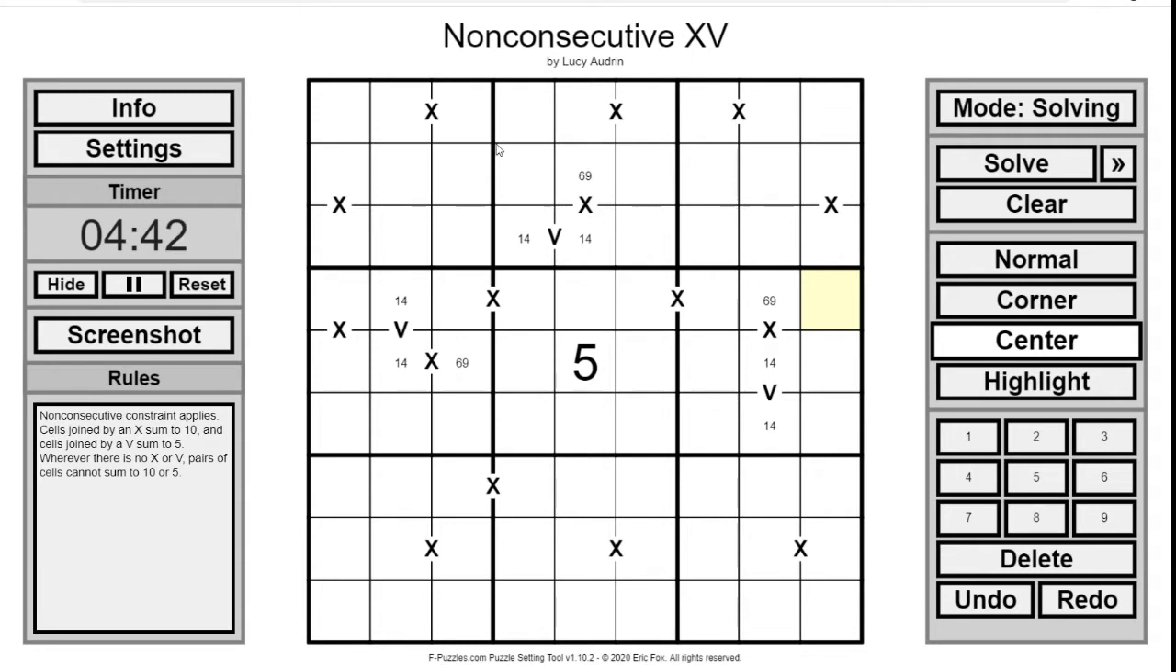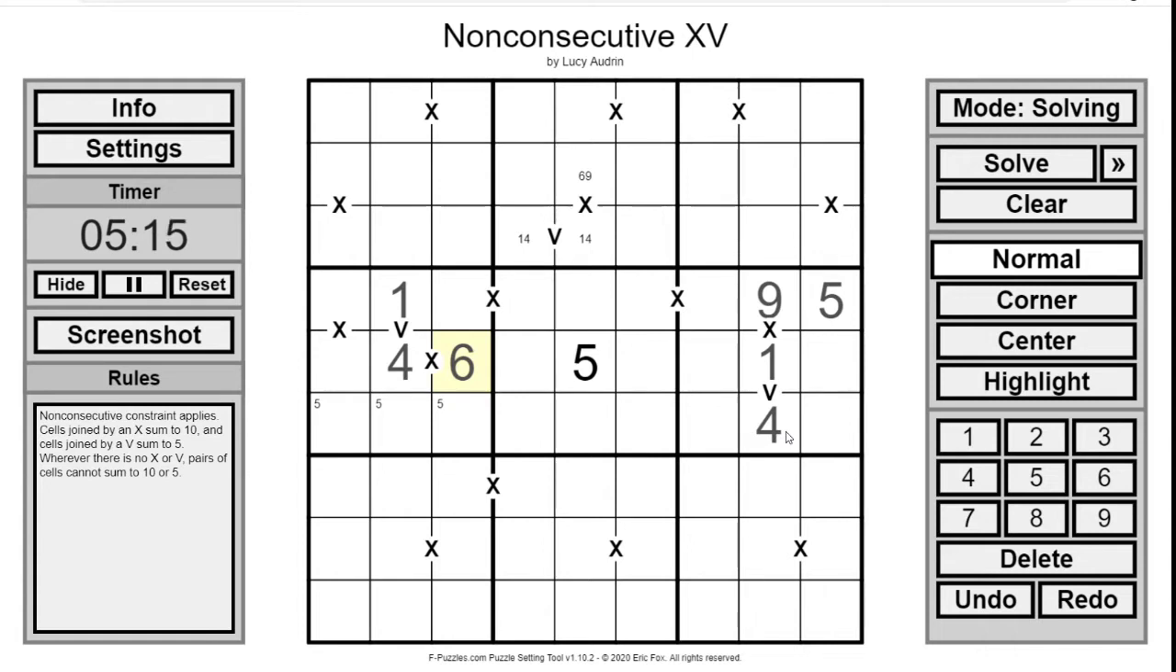So we know 5s can't go in V's or X's. So this row must have a 5 somewhere. And that means that this row must have a 5 here. And the non-consecutive rule means that this is a 9, that's a 1, that's a 4, that's a 4, and that's a 1, and this is a 6. Well, it got really quiet after I said that.